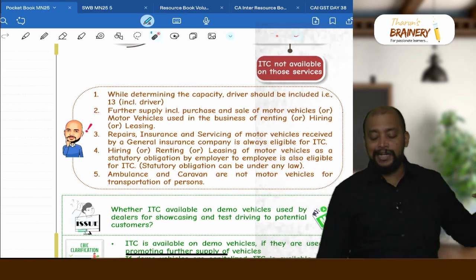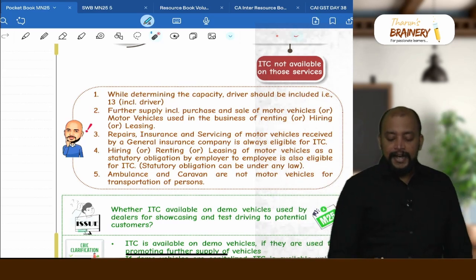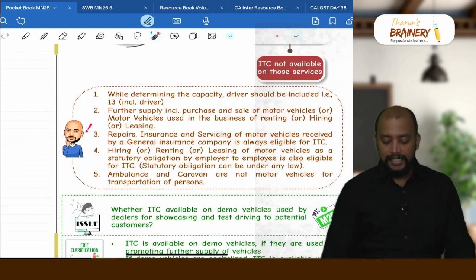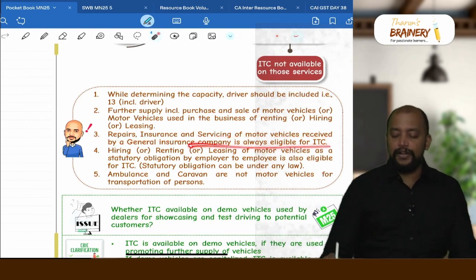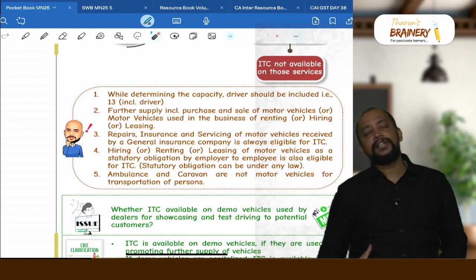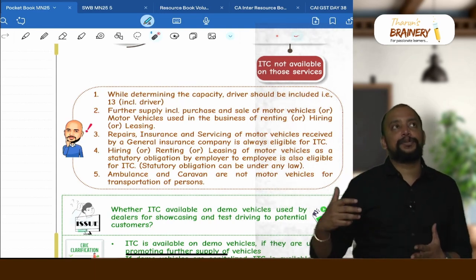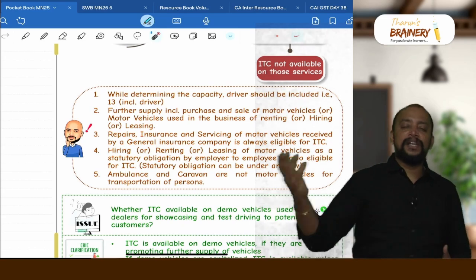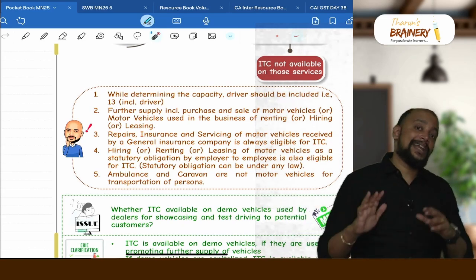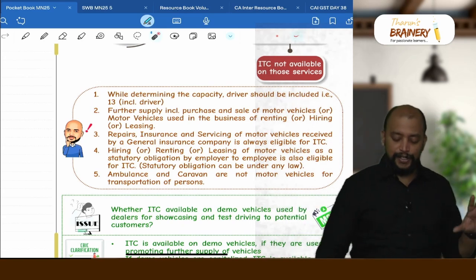If I buy a motor vehicle, can I take ITC? Yes, I can take ITC. Repairs, insurance and servicing of motor vehicles received by a general insurance company is always eligible for ITC. For example, there is an insurance company which has paid the bill for the accident that happens to the motor vehicle. Now, the repair bill will be in the name of the insurance company. They can definitely take ITC. There is no restriction with respect to that.